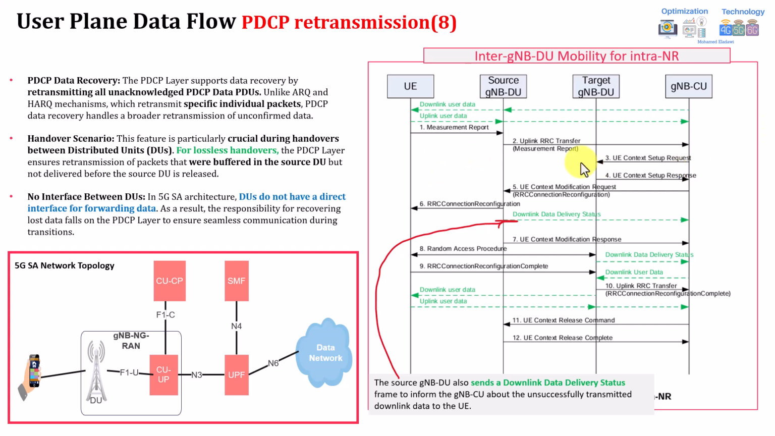What will happen if you look into this flow during the handover? The source gNB DU will forward something called downlink data delivery status to the gNB CU, the centralized unit. And it will tell it that it has some data which was unsuccessfully transmitted to the downlink UE. So in this case, the gNB CU will request the PDCP to do the retransmission, and the PDCP data recovery will be started. The PDCP will support data recovery by retransmitting all the unacknowledged PDCP data. All the packets that were not acknowledged yet will be retransmitted.